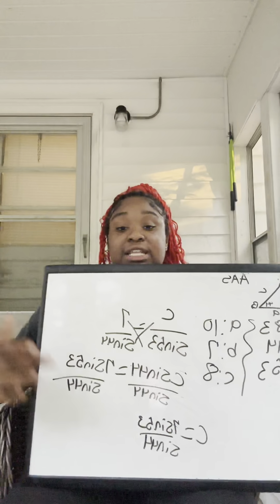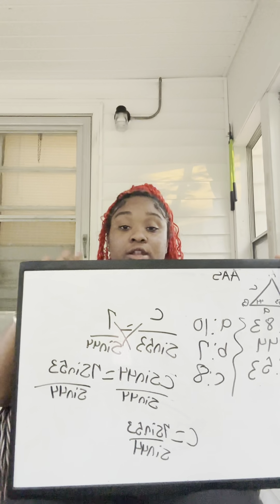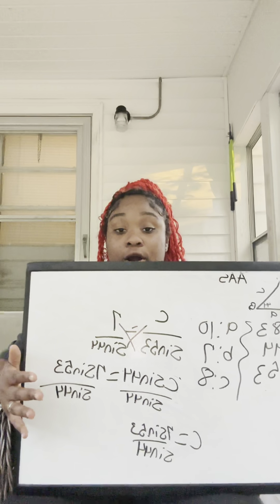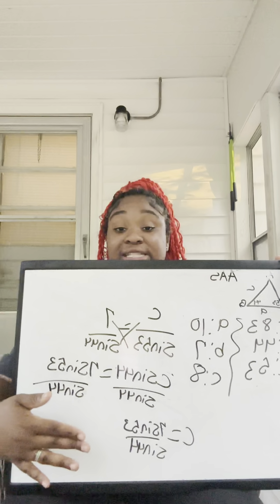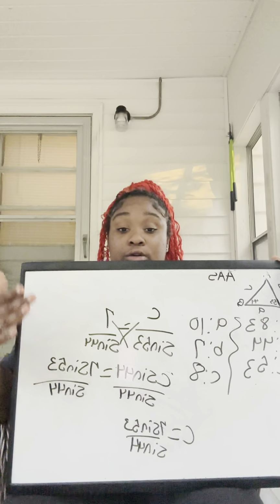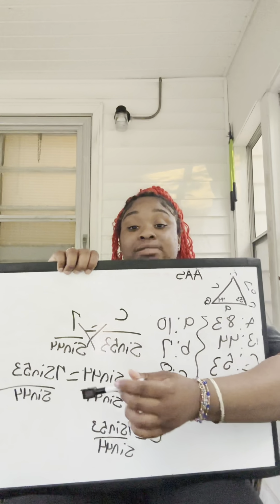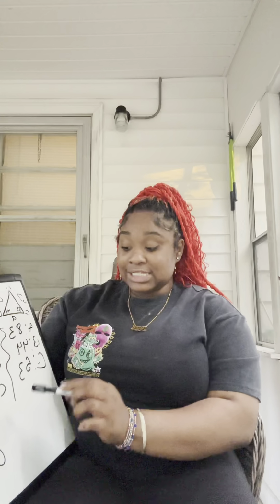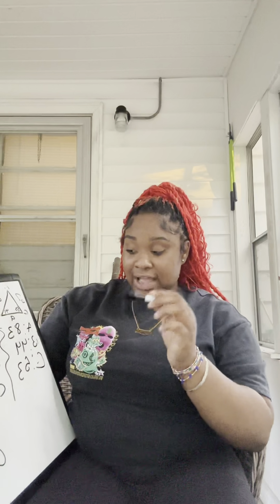Now, when you get to this part right here, you need to get your side alone. Whichever side that you're looking for, you need to get the side alone. So therefore, what's keeping side C from being alone? As we can see, sine 44 is what's keeping side C from being alone. So therefore, we have to divide by sine 44 on both sides. So that way, C is 7 sine 53 over sine 44.